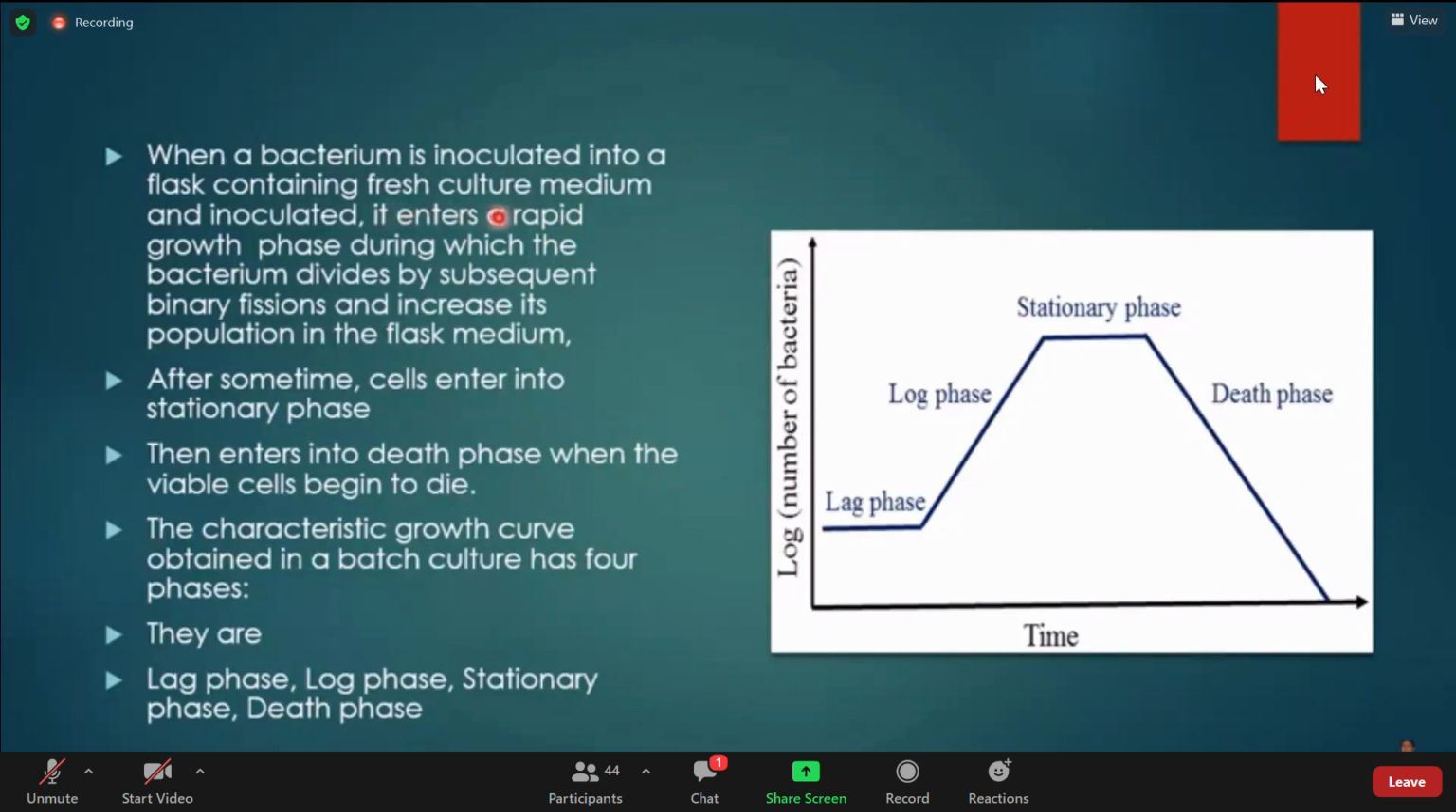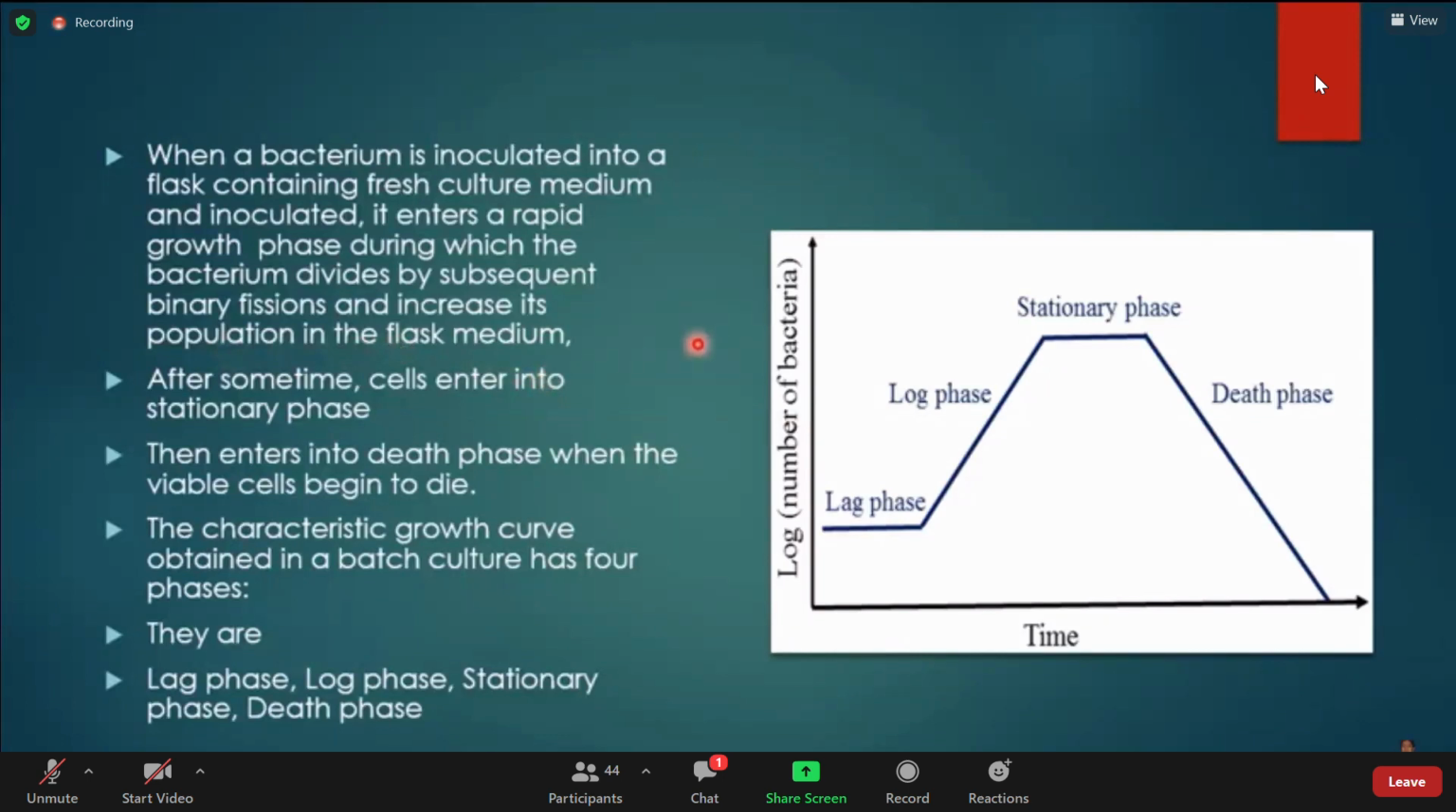For example, when a bacterium is inoculated into a flask containing fresh culture medium and incubated, what happens? It enters a rapid growth phase during which the bacterium divides by subsequent binary fission and increases its population in the flask medium.